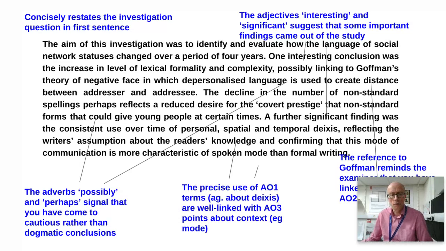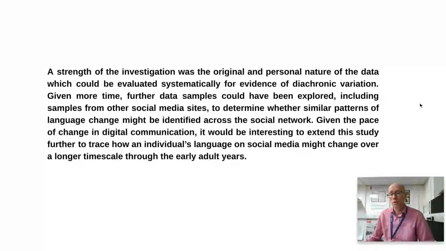And what else have we got? We've got very precise use of AO1 terms, the sorts of terms that you wouldn't possibly have known doing English GCSE. I'm talking about things like deixis, differentiating between personal, spatial, and temporal deixis. And here they're linked in really nicely with AO3 points about context. In this case, it's about mode. So that's a pretty good, classically good first paragraph of your conclusion. Let's now move on to the evaluation.